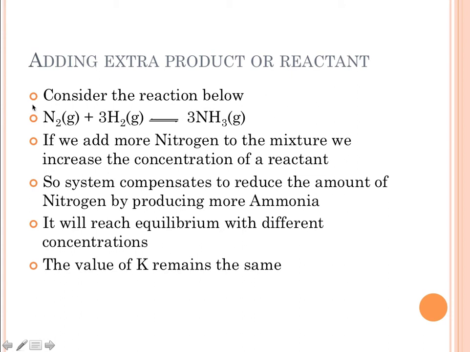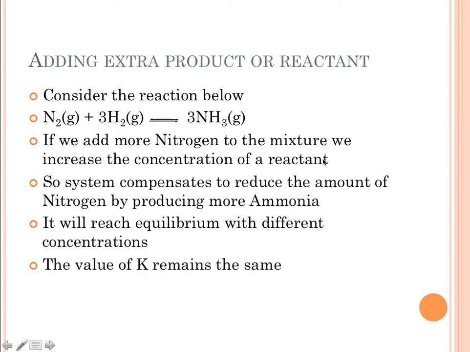So, if we have this equilibrium system and we add more nitrogen, that's increased the concentration of the reactant. The system, remember, wants to partially oppose everything that we do. So it's going to try and reduce the concentration of the nitrogen. By doing that, the only thing it can do is make more ammonia. So it's going to push that to the right, therefore increasing the yield.